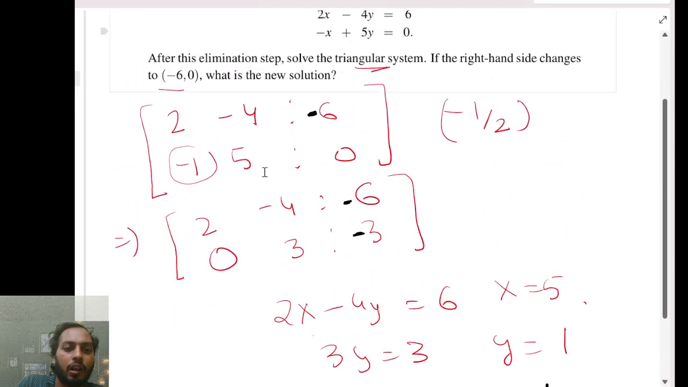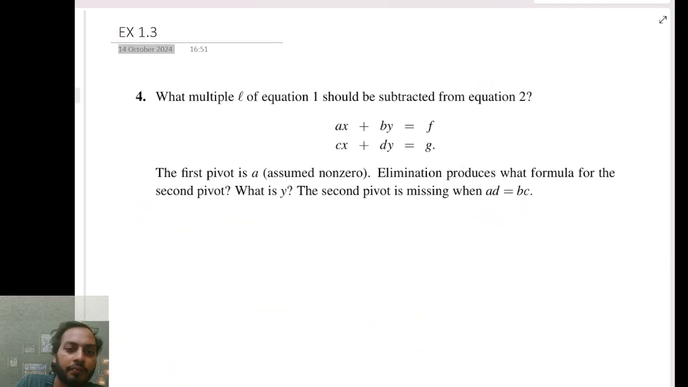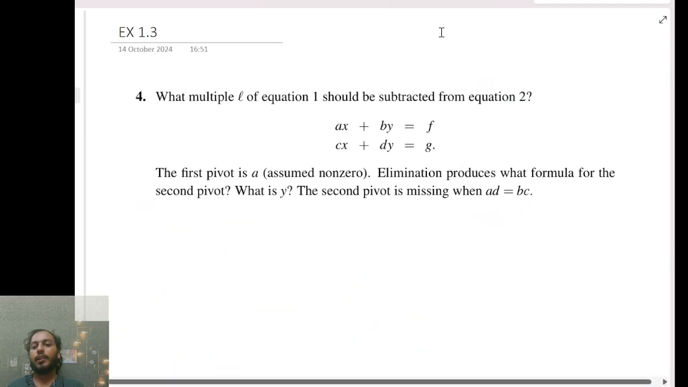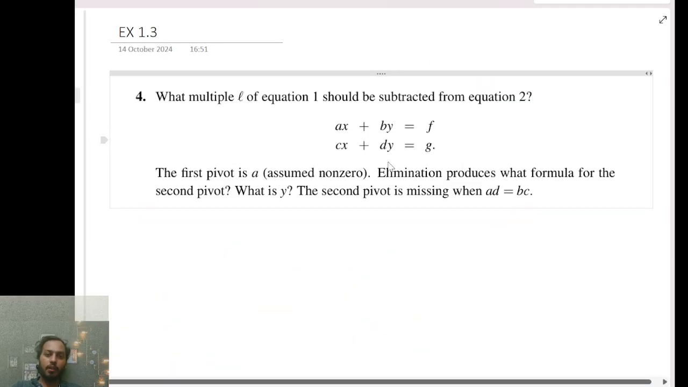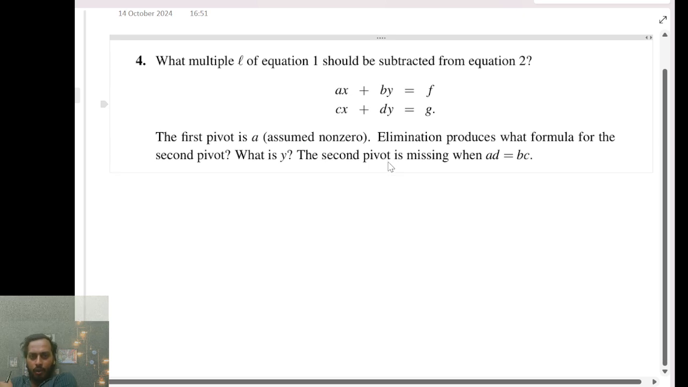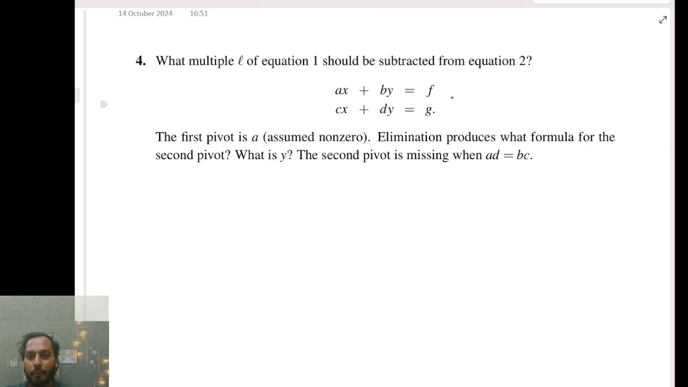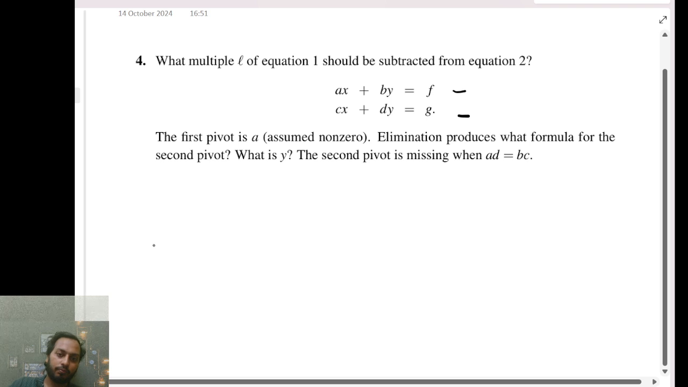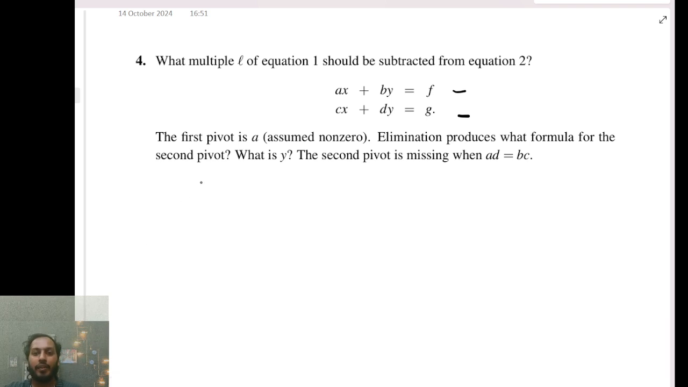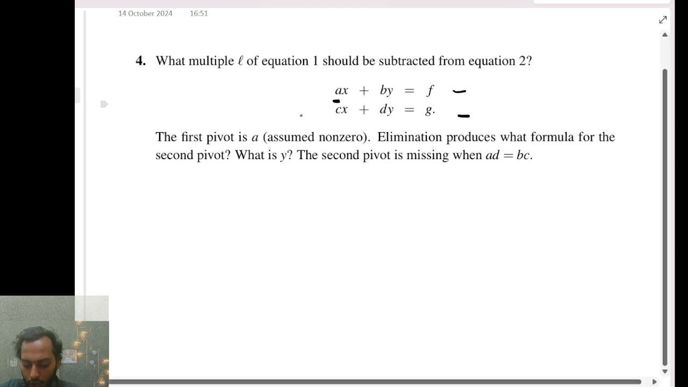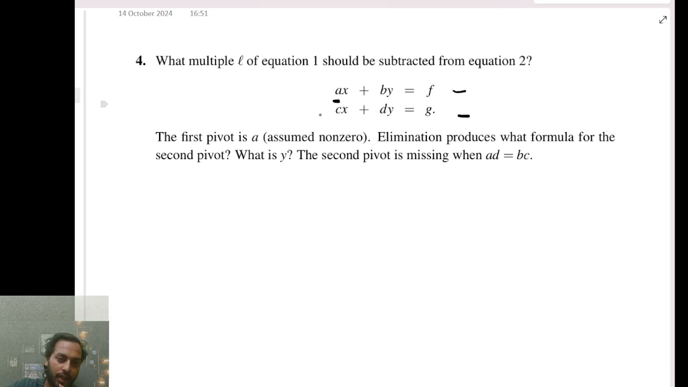Okay. Now let's come to question number 4. Question number 4 is asking what multiple L of equation 1 should be subtracted from equation 2? And they are also saying that the first A should not be 0, because if it is 0, then Gauss elimination will fail. It will fail temporarily, but it will fail. And I don't want to assume that A would be non-zero.